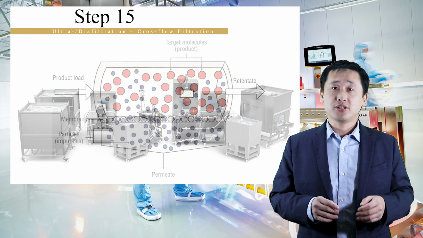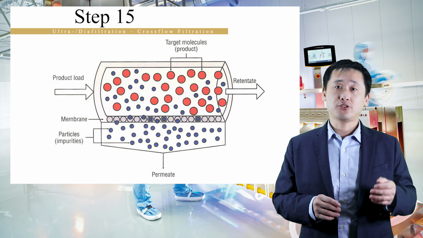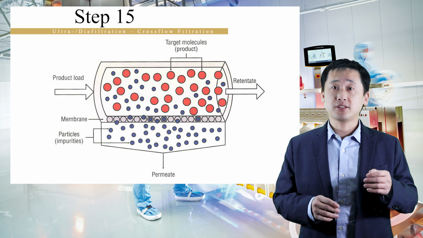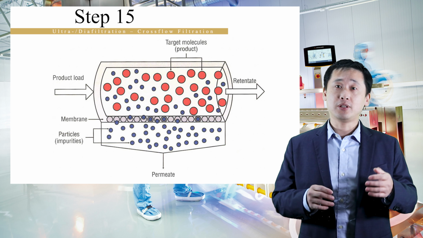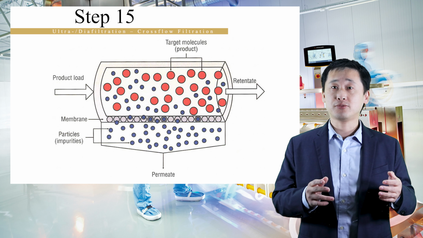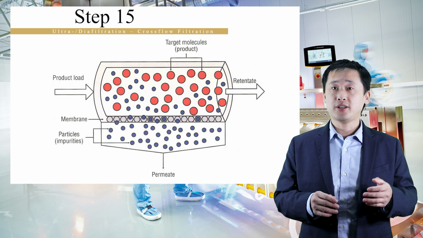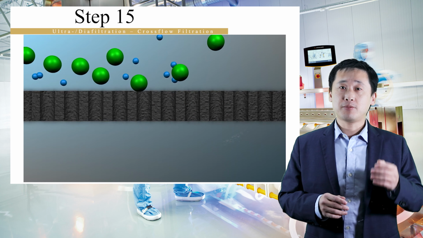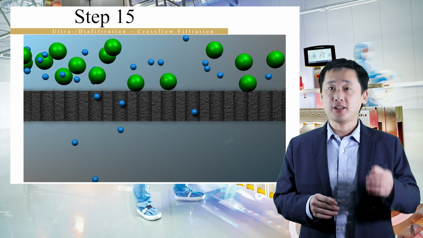In step 15, the ultra and diafiltration cross-flow filtration. After the virus filtration, tangential flow filtration, or TFF, can be used to concentrate and diafilter. In this case, the fluid passes across the filter, also known as cross-flow, tangential to the plane of the filter surface at a constant pressure. This process separates the permeate from the retentate.